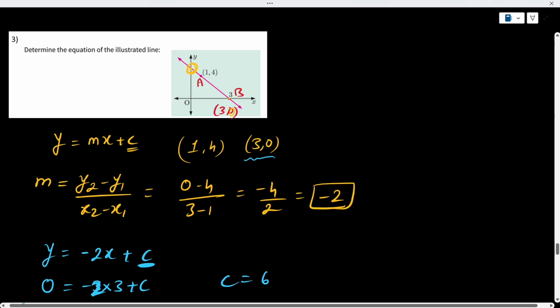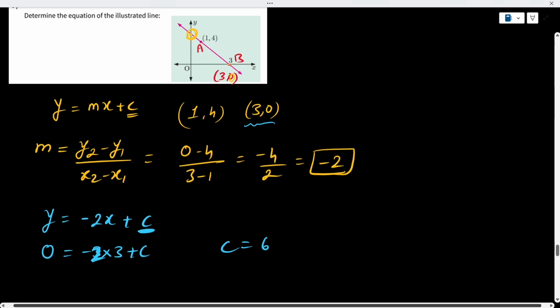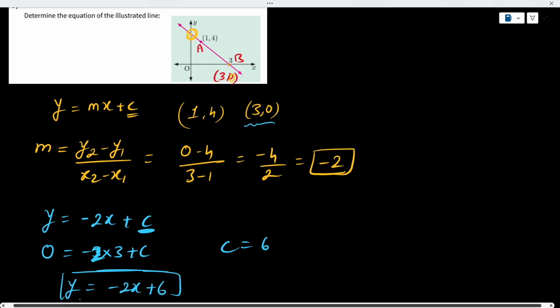So what is going to be your equation of line here? So y will be equal to minus 2x plus 6. This is your equation of line, which is in the gradient form. If I need the straight line form, you can write down 2x plus y is equal to 6 also.